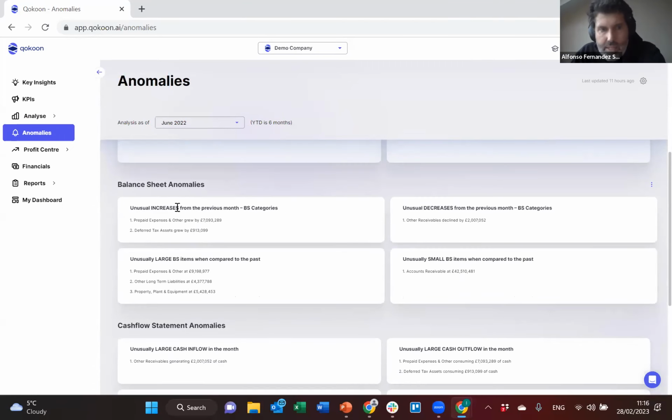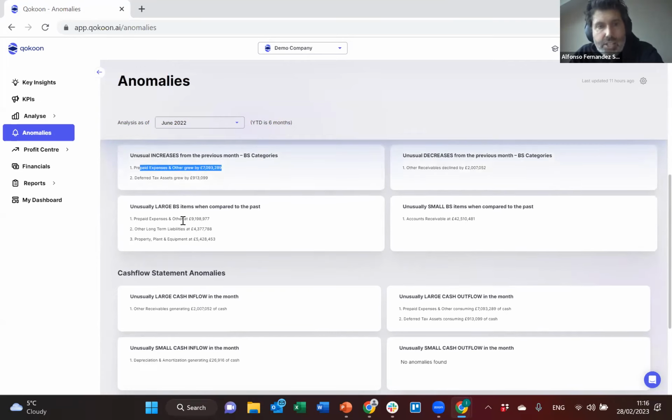The first anomaly that we detect on the balance sheet, unusual increases from the previous month, prepaid expenses grew by 7 million. So our algorithms detect this big jump. It tells you here, and it also tells you, do you remember how the line was around 2 million and then it jumped? It tells you the balance of prepaid expenses now at 9 million, it's very large compared to the past. And also tells you that unusual large cash outflow in the month related to prepaid expenses, 7 million cash outflow.